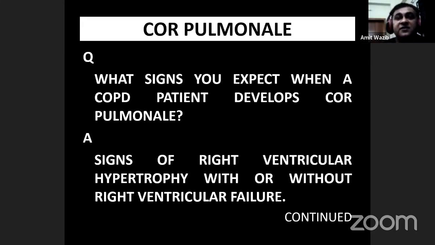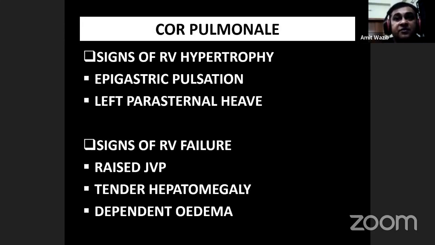So what are the definitive signs of cor pulmonale? These are signs of right ventricular hypertrophy, the two important signs: left parasternal heave and epigastric pulsation. If the patient has failure, and I have already said not all cor pulmonale patients will have right ventricular failure, all will have right ventricular hypertrophy, but some will have right ventricular failure. Those who have right ventricular failure will also have the signs of right ventricular failure. Three cardinal signs will be raised jugular venous pressure, tender hepatomegaly, and dependent edema.